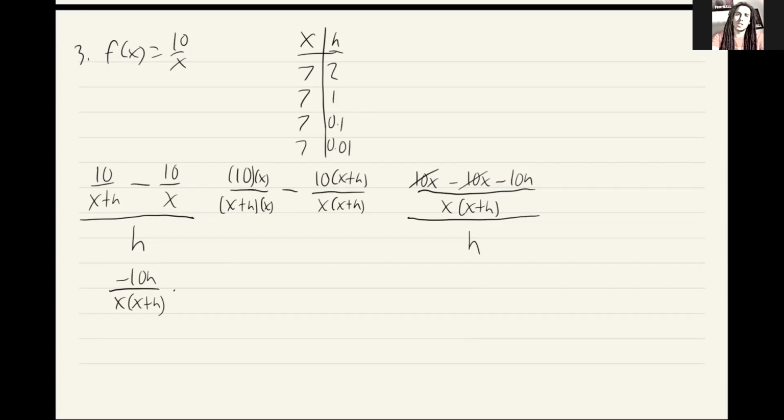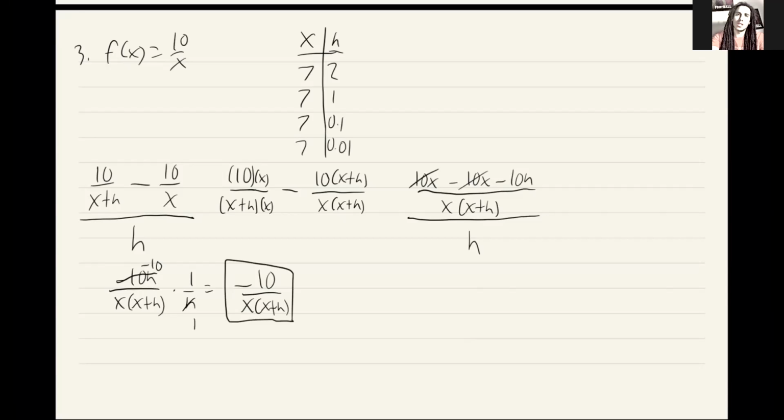Then when we divide by h, essentially what we're doing is multiplying by 1 over h. And what you're going to notice here is with the cross multiply, the cross factoring, the negative 10h and the h both have h in common. So we can factor those out. Then at the end, we'll have negative 10 over x times x plus h. That is going to be the difference quotient.